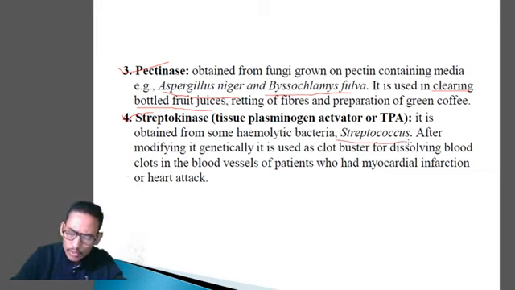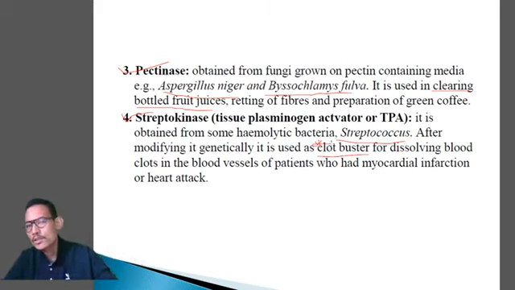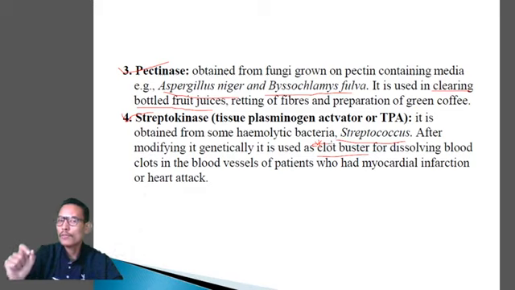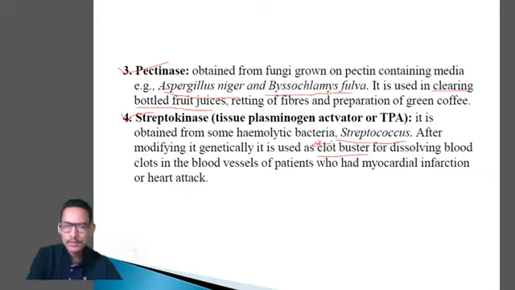Now, after modifying it genetically with the help of genetic engineering, it is used as a clot buster. This is very important. Which enzyme is used as a clot buster? You have to answer streptokinase, obtained from the bacteria Streptococcus. It is used as a clot buster for dissolving blood clots in the blood vessels of patients who had myocardial infarction, or a heart attack.